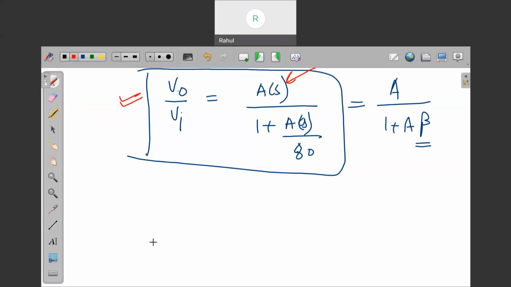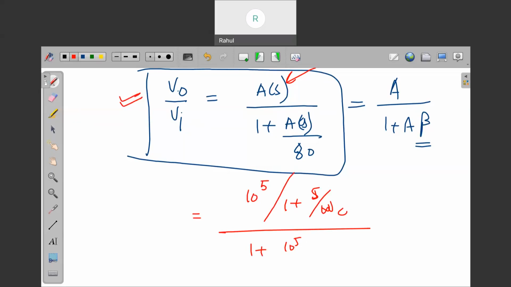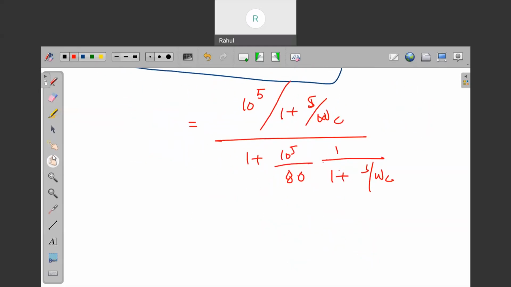So let us plug in everything here. So it will be 10 raised to power 5 upon 1 plus s upon omega C, upon s upon omega C upon 1 plus 10 raised to power 5 upon 80 into 1 upon 1 plus s by omega C, right? So you can solve this. This will be very easy now.